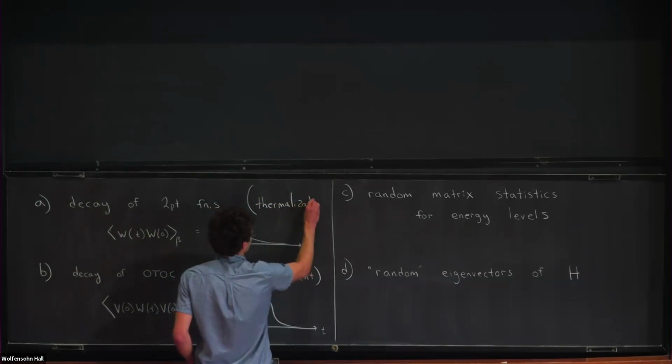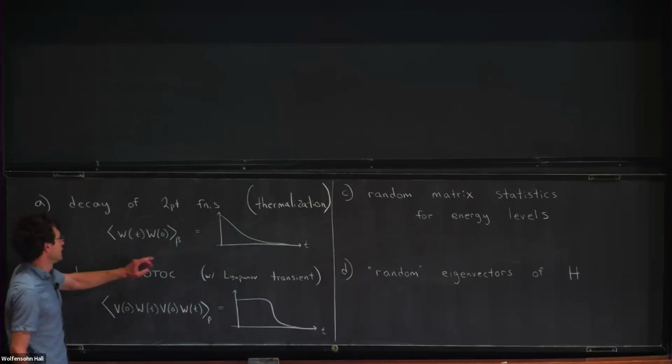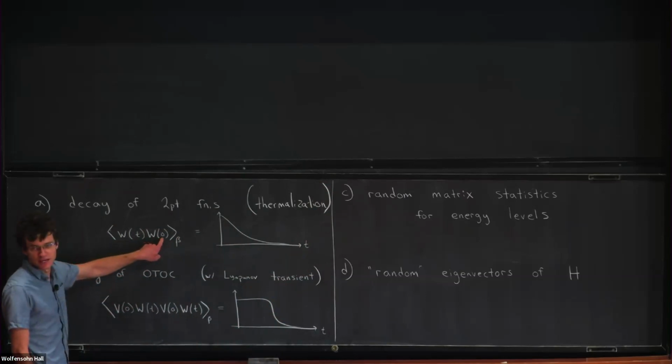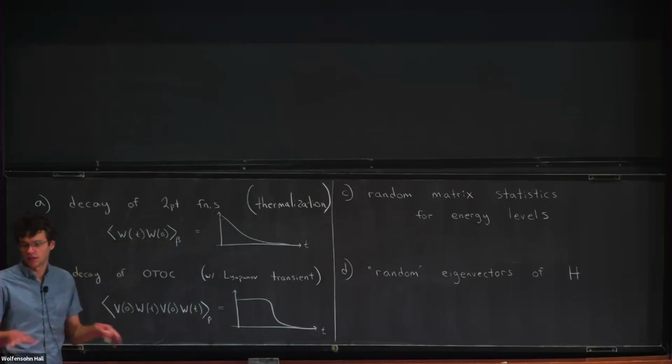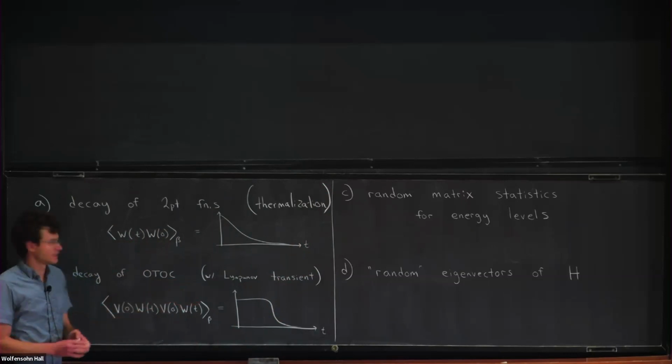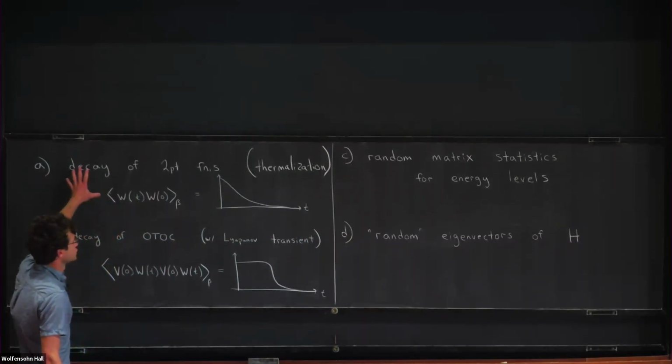The two-point function decays. You can think about this two-point function as like the amplitude that if we create this disturbance at time 0, it will still be there at a later time t. And in a quantum chaotic system, if you create a little disturbance somewhere, it's just going to thermalize and disappear. And that's why this two-point function decays. In some sense, this is the most basic diagnostic.